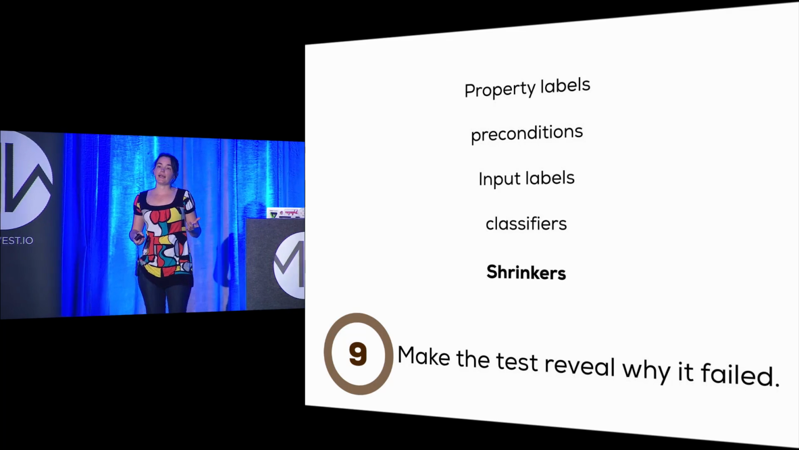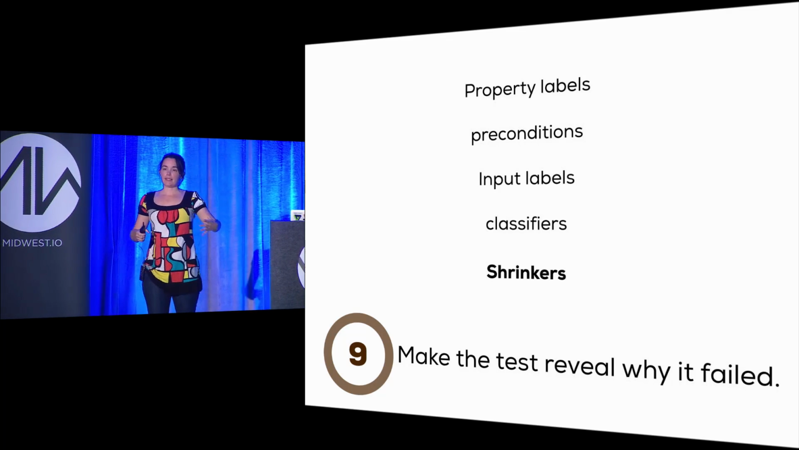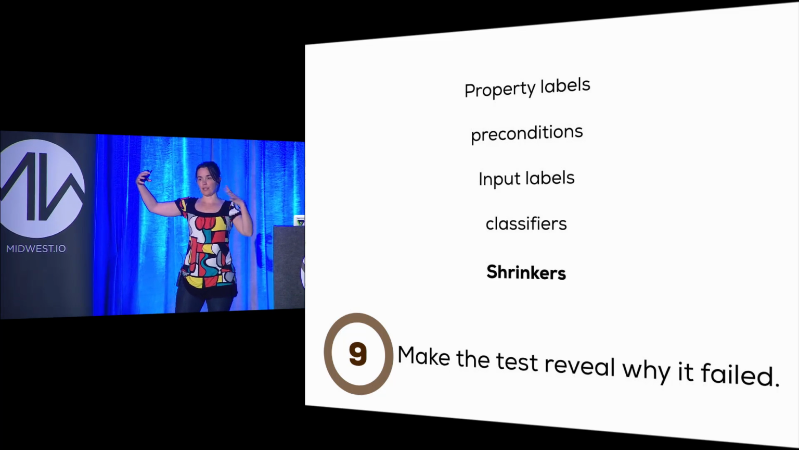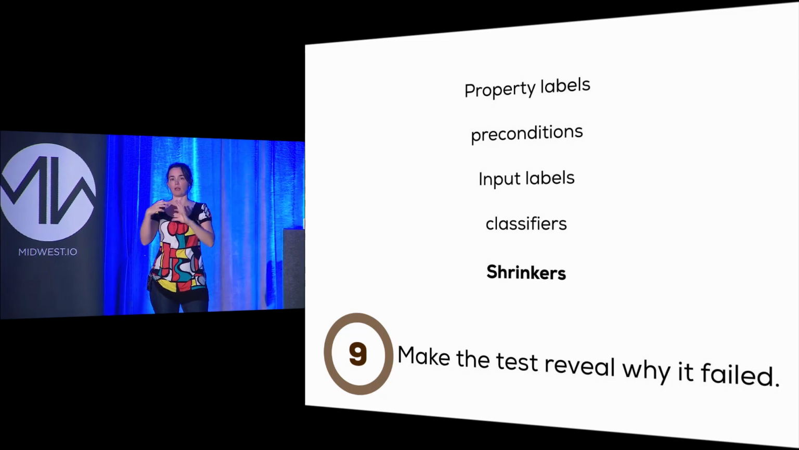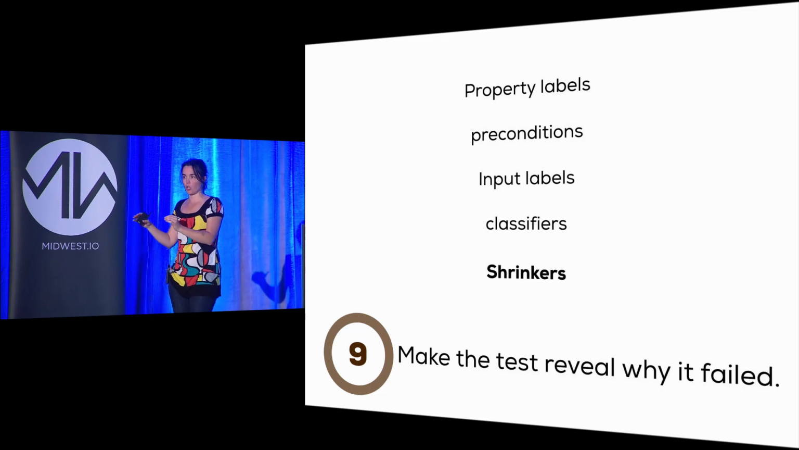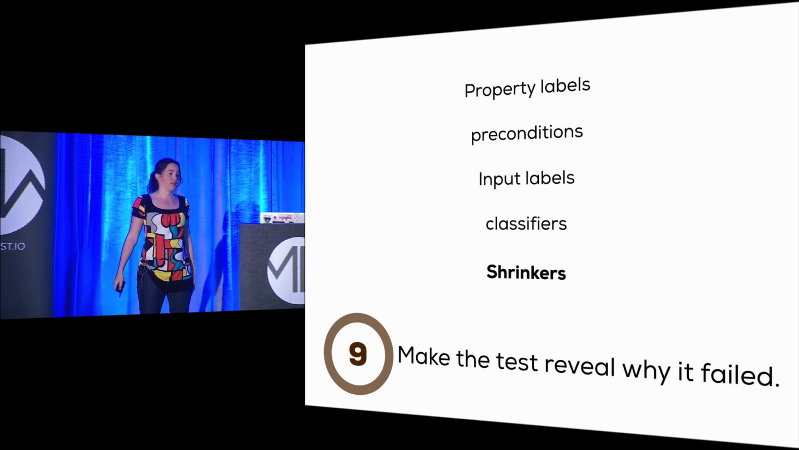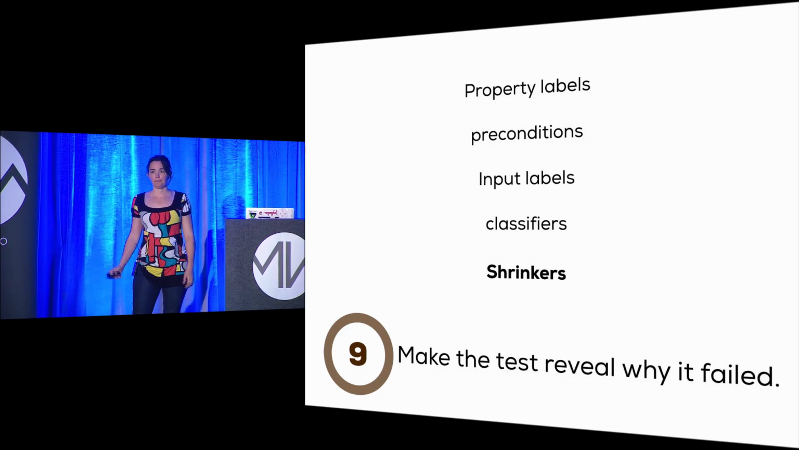And they're really cool because when a failure happens, the property checking framework will start taking those inputs and making them smaller and smaller and smaller to find the simplest possible input that will cause the failure. That helps me know why it failed so I can learn something.